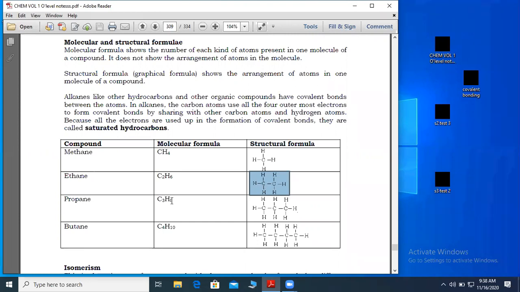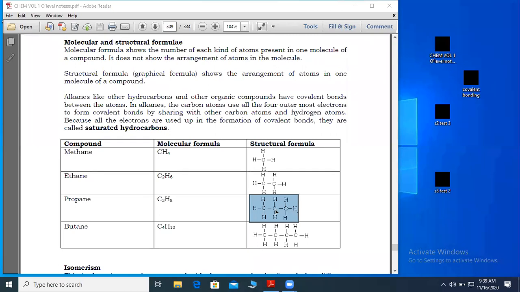Then propane, it has 3 carbon atoms. When you are writing the structure, first write the carbon atoms. There are 3. Now the first carbon atom, this one where I'm putting my pointer, requires 3 bonds to have 4. Ensure that carbon has 4 bonds. So you put those bonds. You first put the bonds, then put hydrogen later.